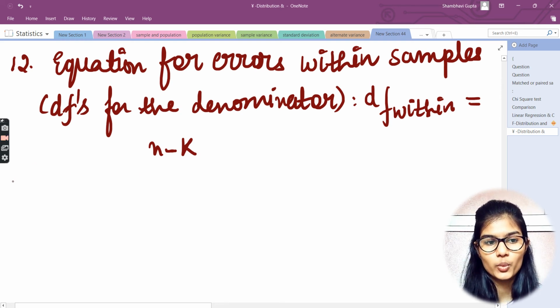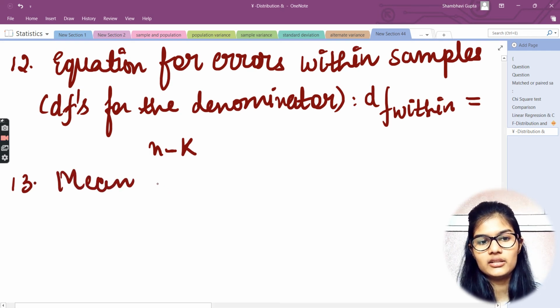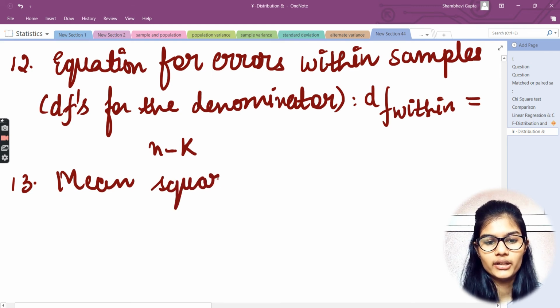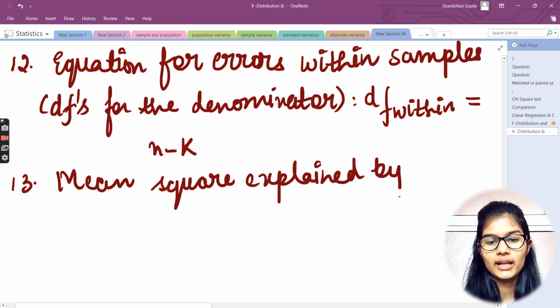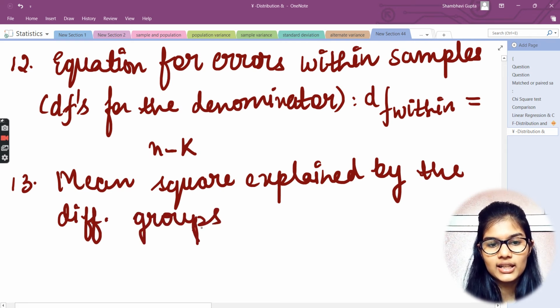Now let's move forward and see the other ones. Now we'll be dealing with the mean square. The mean square is the variance estimate as well, you could say, but I'm not going to write that. So simply it goes: mean square explained by the different groups. So this is the one, the mean square explained by the different groups.